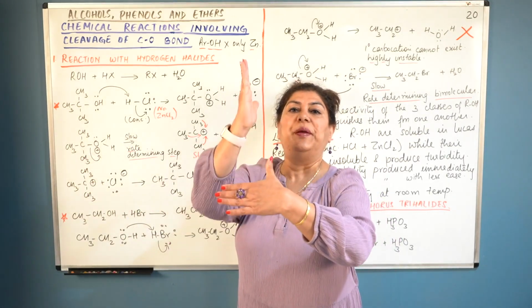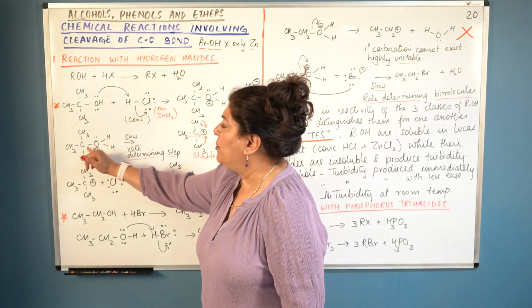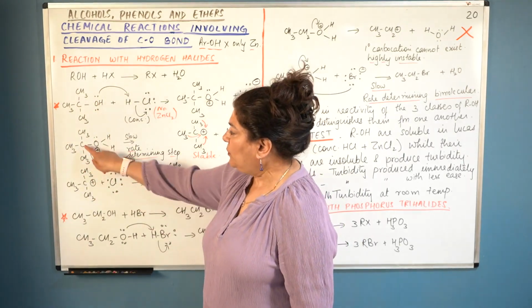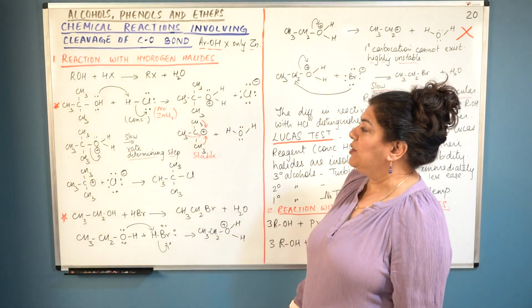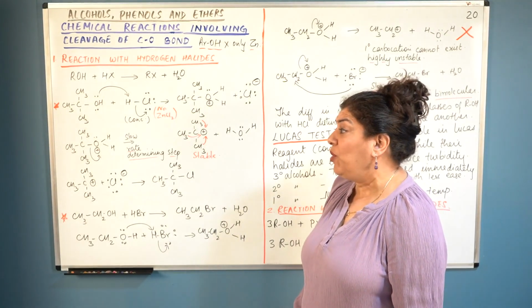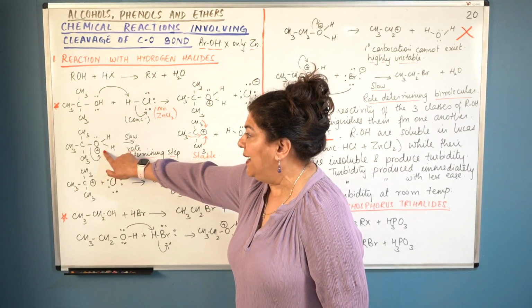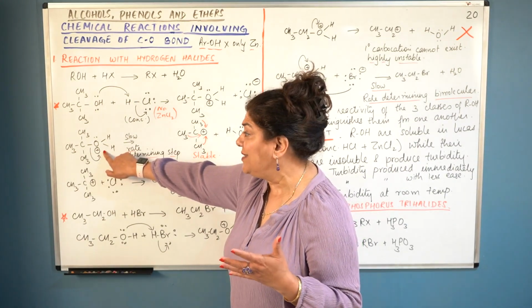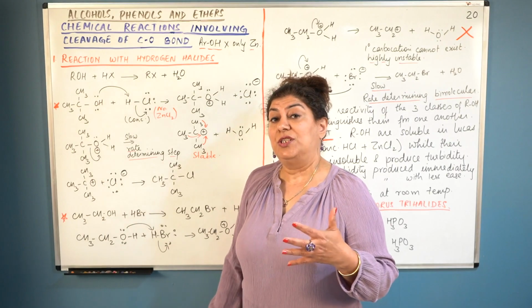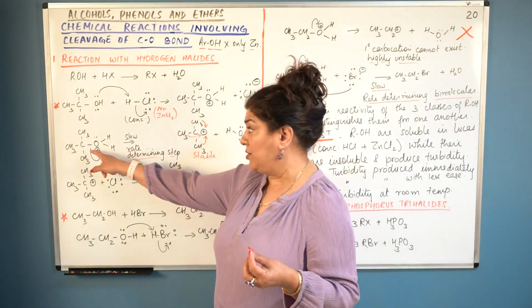Cleavage is breaking. Alright, so this is the bond that cuts. So carbon and oxygen, that is the bond that breaks. Now when this bond breaks, what is happening? Oxygen is positively charged and it does not stay happy, it is unstable, but oxygen is a very electronegative element in comparison to carbon.